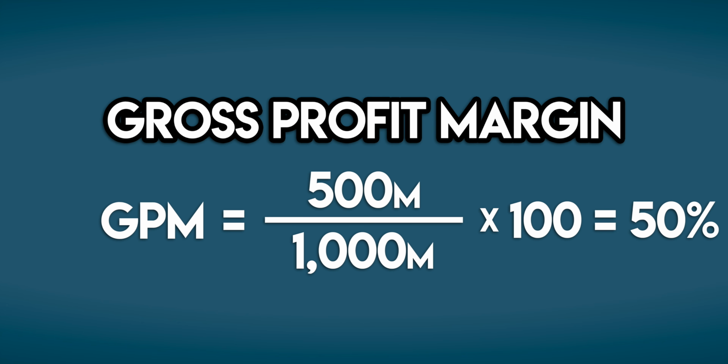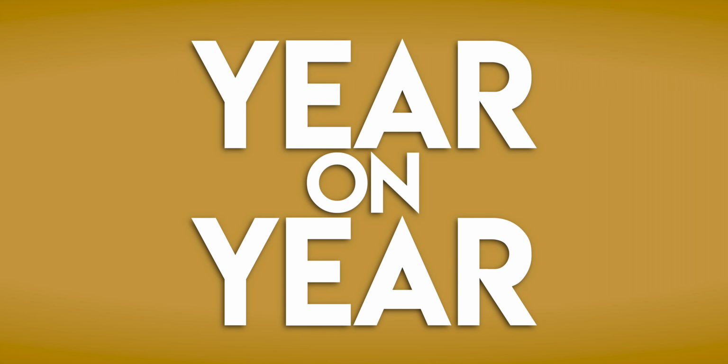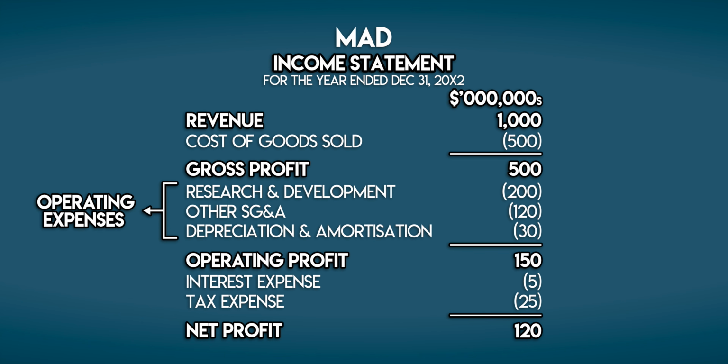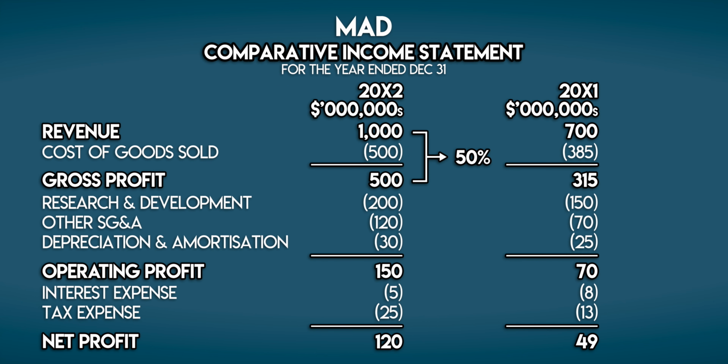But how should we interpret this? Is 50% good or bad? It's hard to say, so let's make some comparisons. First, what was the year-on-year movement in gross profit margin? Let's compare MAD's current and prior year income statements. We can see that they had a gross profit of $315 million in the previous year. When we divide that by their revenue of $700 million, that's a gross profit margin of 45%.